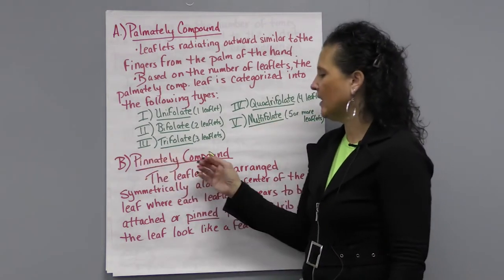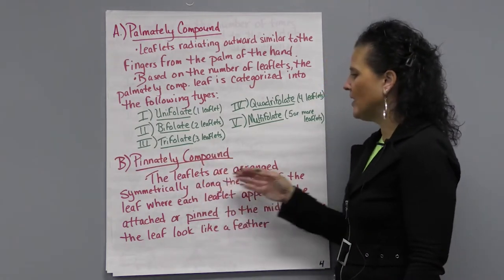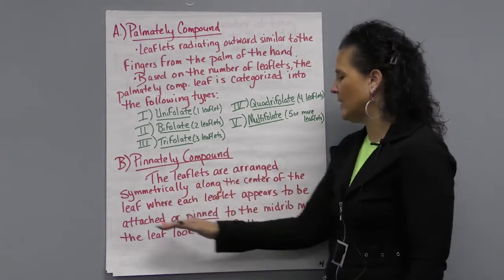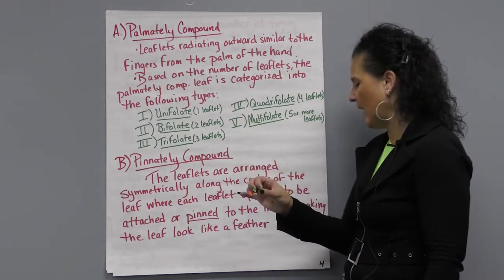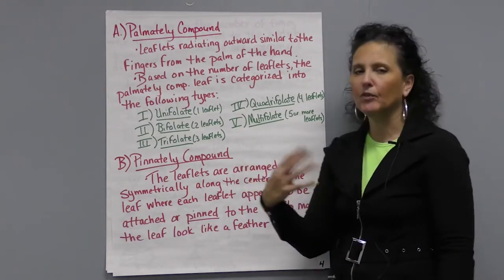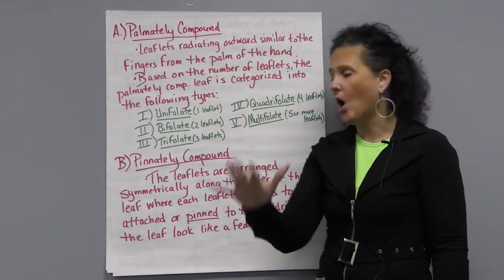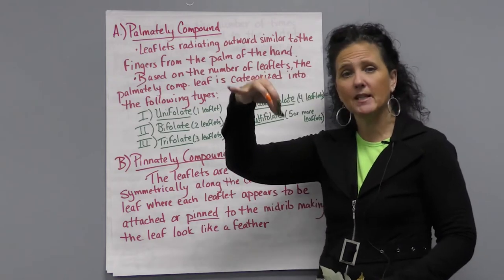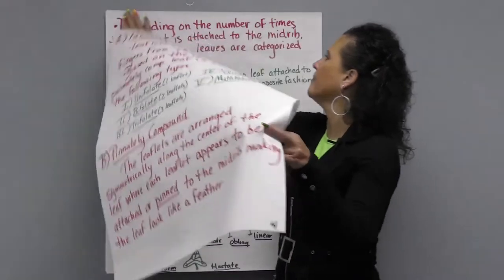Then if we look at pinnately compound leaves, which is another type of compound leaf, the leaflets are arranged symmetrically along the center of the leaf, where each leaflet appears to be attached or pinned. They look pinned to that midvein or the midrib that makes the leaf look like a feather. So we get palmately from being shaped like your palm, and pinnately from the leaves looking pinned, like you would close pin something on the lawn. The leaflets look pinned to the midvein.